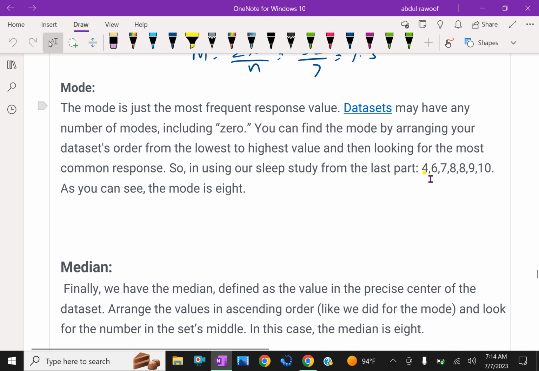Here we have to check which number is most frequently available. 4 is one time, 6 one time, 7 one time, 8 is two times, and the others are only one time. Therefore, mode equals 8, because it is the most frequently available. It is available 2 times.